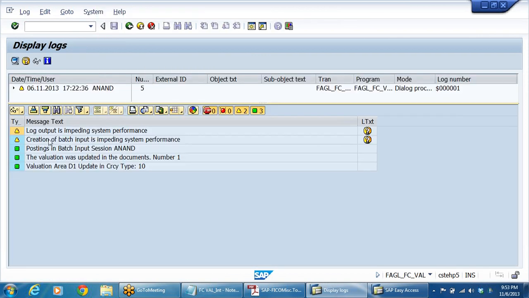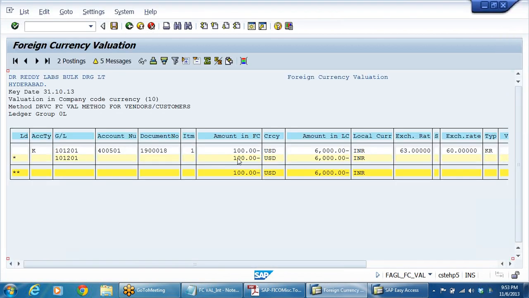All are green. Login posting in batch input session Anand. The valuation was updated, the document number 1, valuation area so and so. Okay, good. So no error messages, meaning the process is okay. Amount in foreign currency we have posted 100 US dollar. Amount in local currency is 6,000. See, the exchange rate the system picked up, 63, automatically.